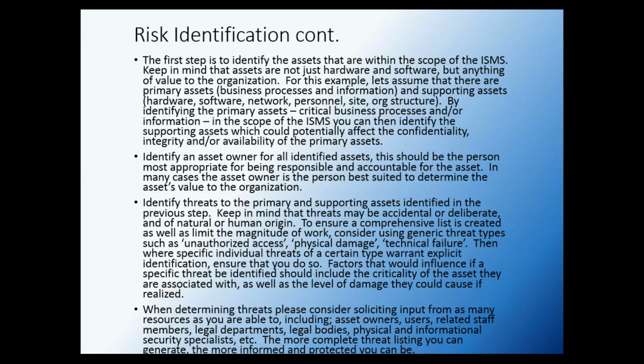Next, you want to identify threats to those primary and supporting assets, keeping in mind threats may be accidental or deliberate, and of natural or human origin. To ensure a comprehensive list is created as well as limit the magnitude of work, you may want to consider using generic threat types such as unauthorized access, physical damage, or technical failure, etc. And then where there are specific individual threats of a certain type that warrant explicit identification, make sure you go through that process. Factors that would influence if a specific threat should be identified would include the criticality of the asset they are associated with, as well as the level of damage they could cause if realized.